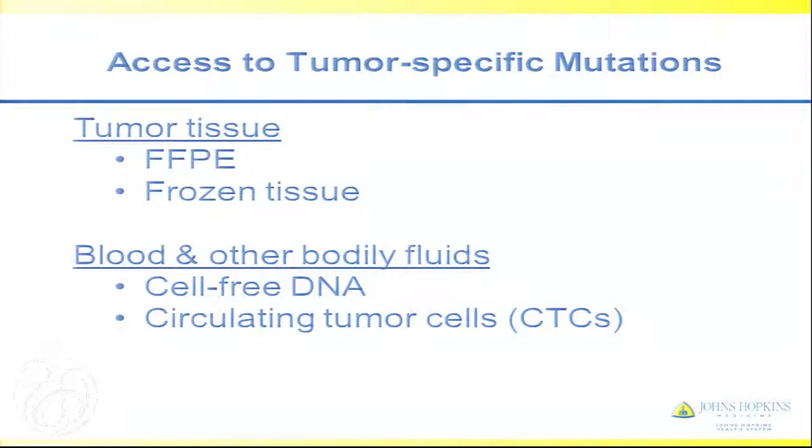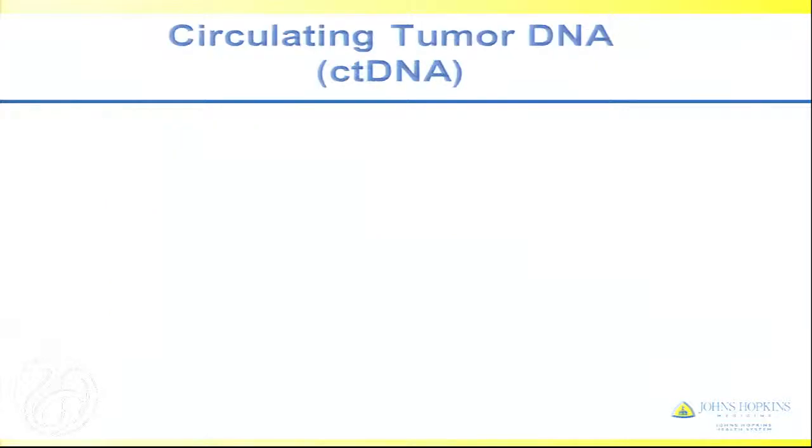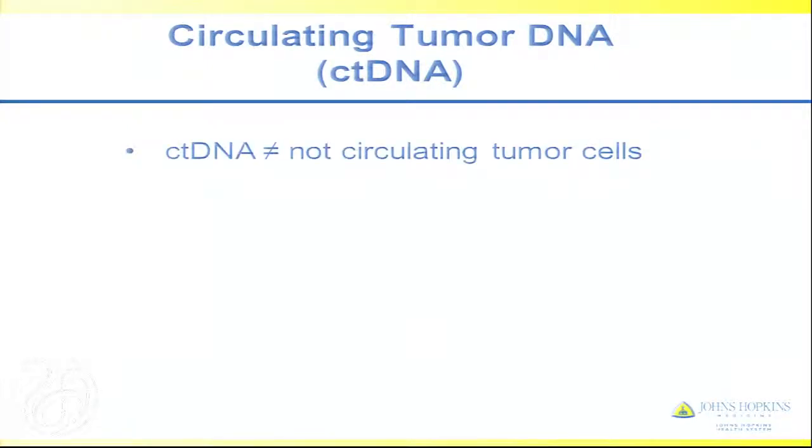We can also look into blood and other bodily fluids. And if we look in those compartments, we can look at cell-free DNA, and we will also find circulating tumor cells. So what is circulating tumor DNA in a nutshell? First of all, this is not synonymous with circulating tumor cells, which you find out quickly if you submit a grant on circulating tumor cells and it comes back and people think you're talking about tumor cells.